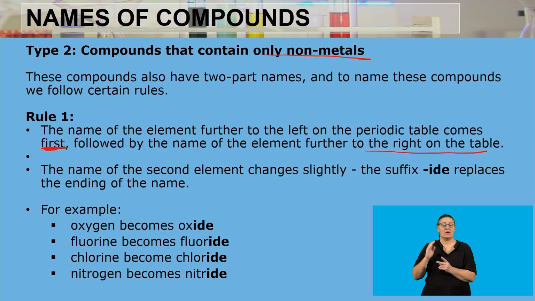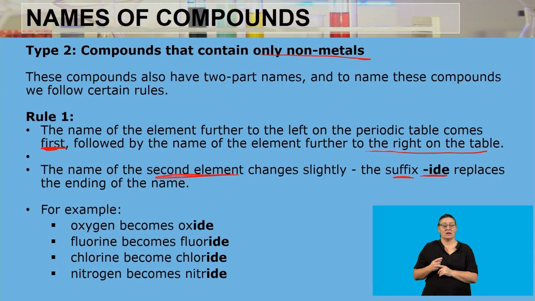And then now, the name of the second element, remember that both of them are nonmetals, but the name of the second element, which is found on the right-hand side of the periodic table, needs to have the suffix IDE. Now the suffix, it is that ending, those letters that we add at the end of the word. So now, the suffix is going to replace the ending of the name. For instance, oxygen is going to become oxide. Fluorine becomes fluoride. Chlorine becomes chloride. Nitrogen becomes nitride. Remember, these ones will be towards the right-hand side of the periodic table. Then the ones before, on the left-hand side, we name them in full.